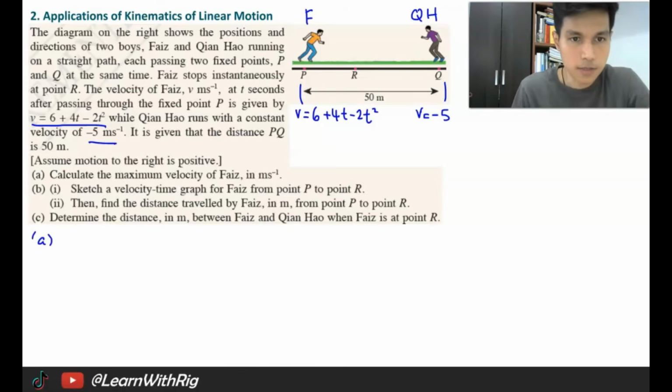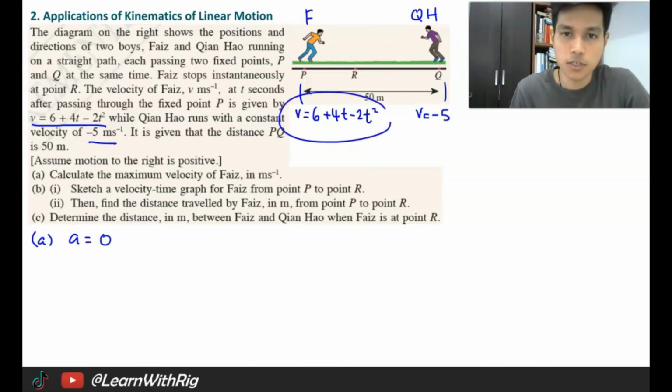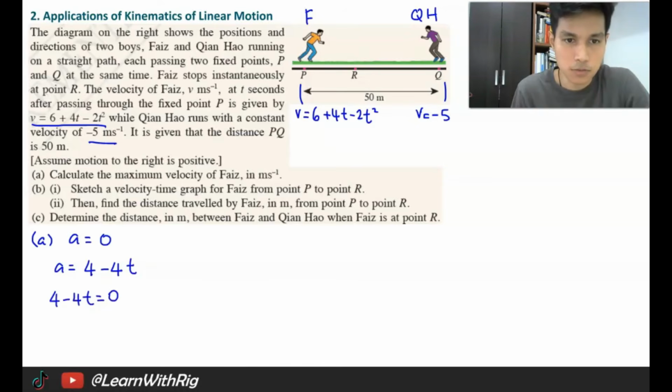So question A, maximum velocity. You want to find velocity, right? So for Far East, by the way, you can straight away use this. Okay, but maximum velocity means what? a equals 0, correct? But you don't have a here, so you must first differentiate this to find a. So when you differentiate v, you will get 4 minus 4t. Okay, so this equals 0, right? 4 minus 4t equals 0. 4t equals 4. t is equal to 1 second. Okay, so when the time is 1 second, that is when the velocity is maximum.